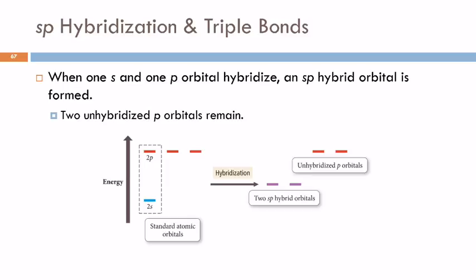We can also form triple bonds. And so this is a different hybridization here, sp. So now we're taking the s and a p orbital and hybridizing these. We get two degenerate orbitals, same shape, same energy. And this is called sp because there's an s and a p. And then what remains is two unhybridized p orbitals.